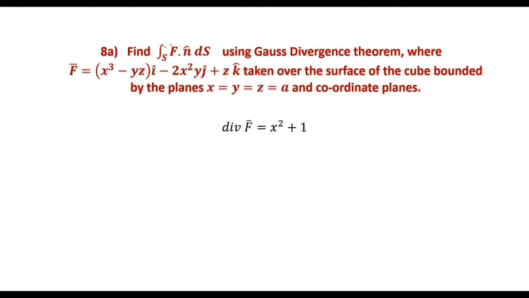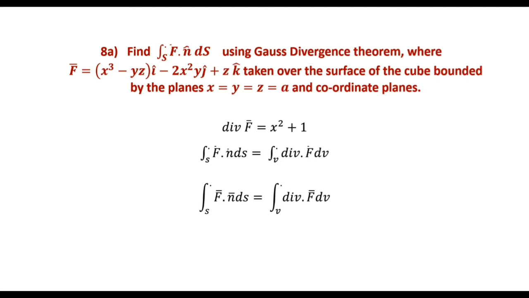So del dot F bar means i bar ∂/∂x plus j bar ∂/∂y plus k bar ∂/∂z applied on F bar, the vector point function. After applying the vector differential operator, you get x square plus 1, and by Gauss divergence theorem you have this result. So the integral over S of F bar dot n bar dS is equal to the integral over V of del dot F bar dV, that is the integral from 0 to a, 0 to a, 0 to a of x square plus 1 dz dy dx.